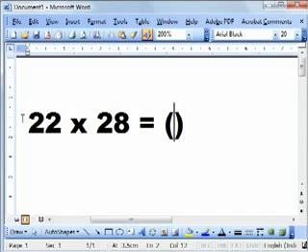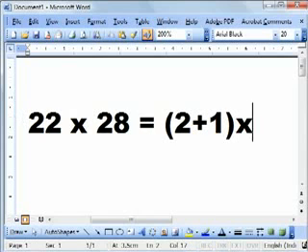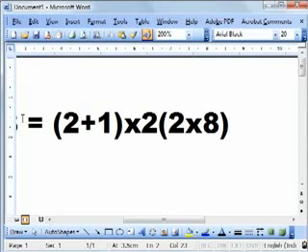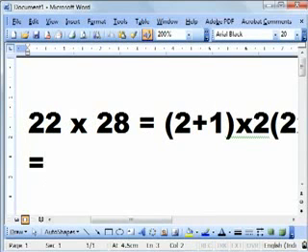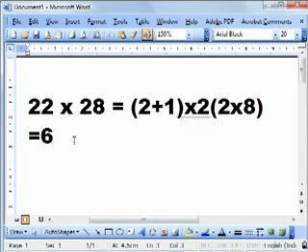Same rule. What we have to do is take the original first figure, add 1, and multiply, then the last part will be 2 into 8. So this gives us 2 plus 1 is 3, 3 into 2 is 6, so 6, and the last part, 8 into 2, gives us 16. So the answer is 616.